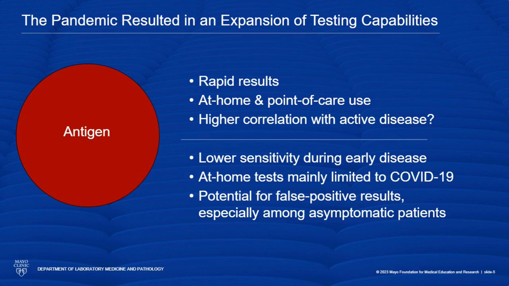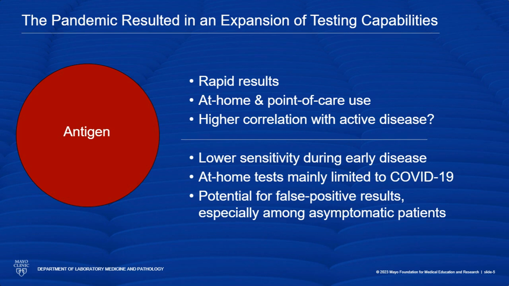We know that these tests offer very rapid results, sometimes answers in as little as 10 or 15 minutes. We have a multitude of options now for COVID-19 that can be performed in the home or in a point of care setting. And there's been quite a bit of work and study focused on the correlation of antigen results with active disease. And while that's still debated, I think that antigen tests may serve as a good indicator of when an individual is no longer shedding high amounts of virus. And we'll talk about that a little bit later on in the presentation.